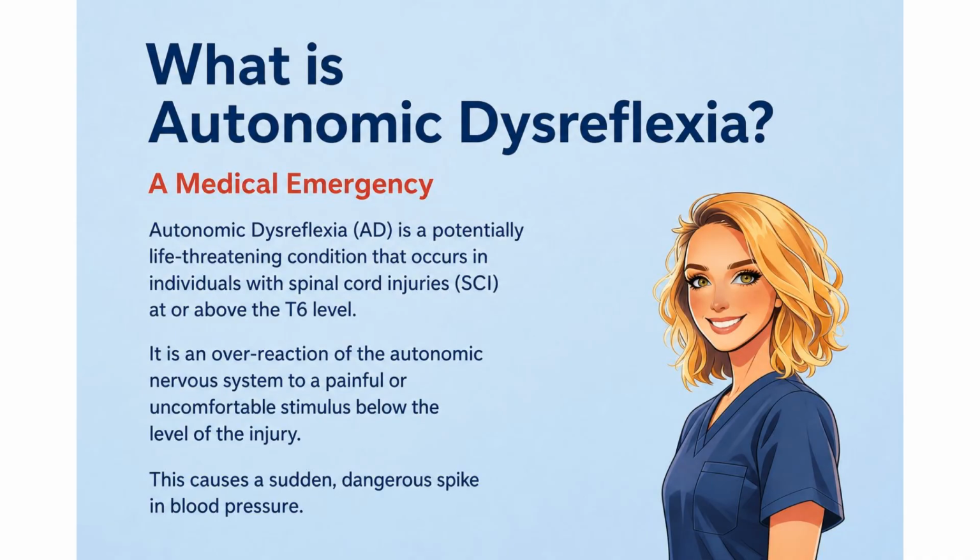So, what exactly is autonomic dysreflexia? First and foremost, it is a medical emergency. It primarily occurs in patients with a spinal cord injury at or above the T6 level. In simple terms, AD is a massive, uncontrolled overreaction of the autonomic nervous system. It's triggered by a painful or irritating stimulus below the level of their injury. Because the pain signals can't reach the brain properly, the body's response becomes exaggerated, leading to a dangerous and rapid spike in blood pressure.